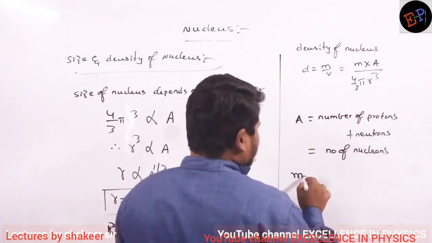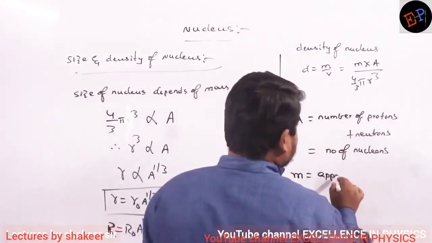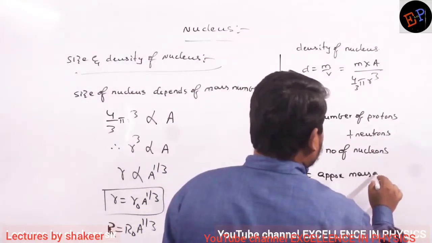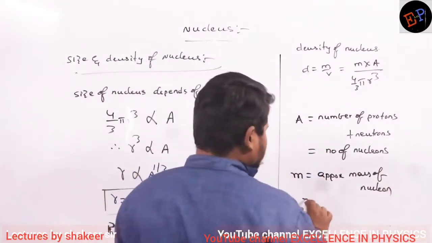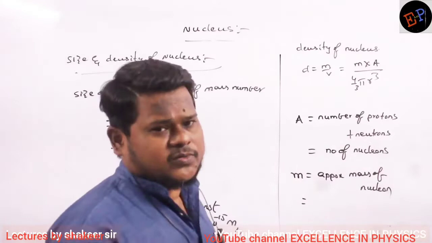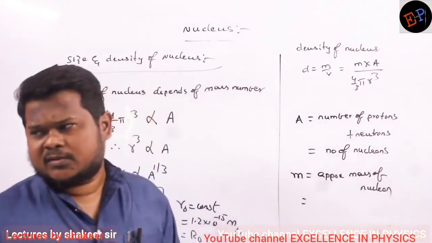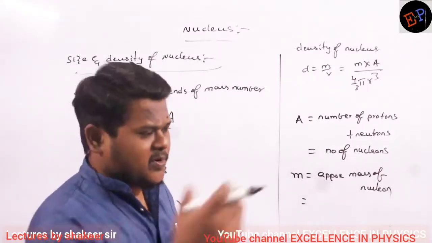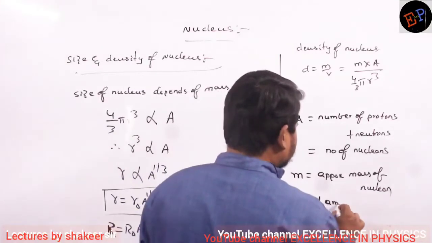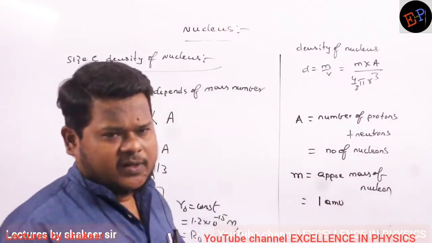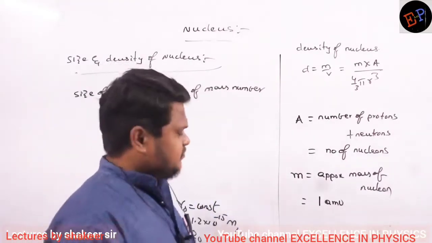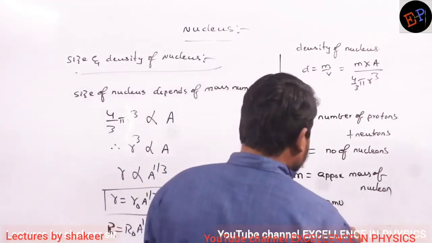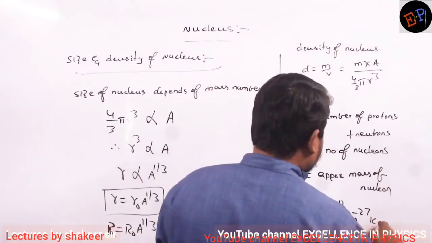And m is what? m is the approximate mass of a nucleon. So what is the mass of a proton? 1.6726. Mass of a neutron? 1.6750. Approximately you can write 1 AMU. 1 AMU is almost equal to the mass of 1 proton or 1 neutron. And 1 AMU is how much? 1.66 into 10 power minus 27 kg.